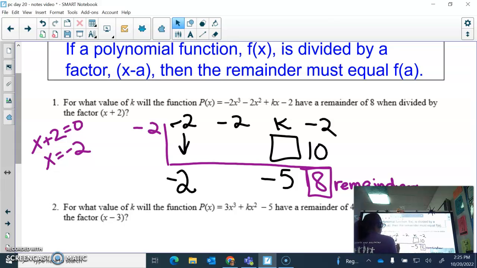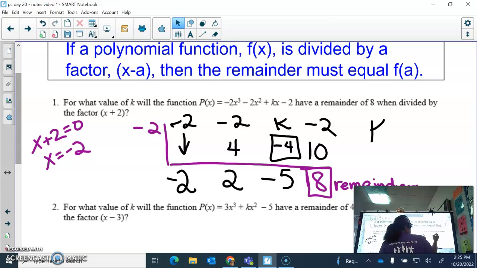If I bring down negative 2, negative 2 times negative 2 is 4. 4 minus 2 is 2. Negative 2 times 2 is negative 4. And then I have an equation, k plus negative 4 equals negative 5. So k is going to be negative 1.